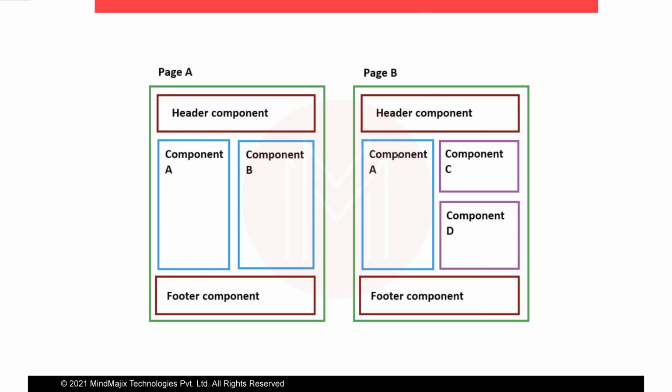So the header component, component A and footer component will stay at that position only. They won't be changed. Only components B, C and D will be re-rendered when I go between page A and page B. That is how this makes the Vue application very fast.